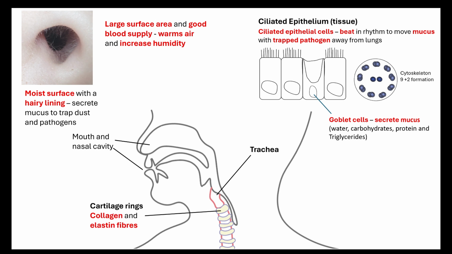So to make sure that the trachea remains open, it's actually made up of cartilage rings. Now those cartilage rings are made of two fibrous proteins, so collagen and elastin fibers. Now remember, collagen is a strong substance. It's a fibrous protein. It's strong, but it's flexible. And elastin fiber has the ability to stretch and recoil. So it's important that we understand that this really strong fibrous protein ensures, with these cartilage rings, that we are not actually able to shut the airway.